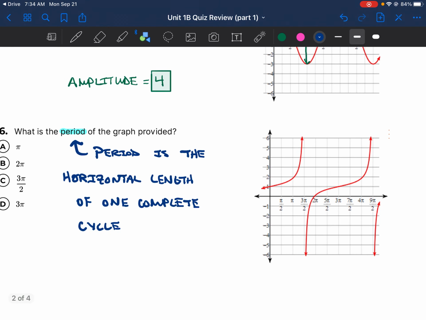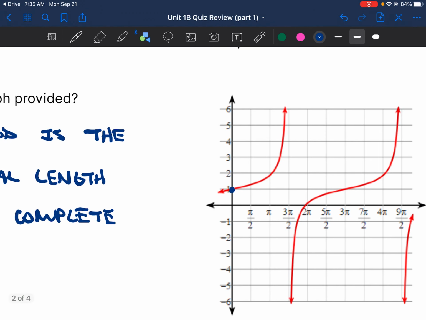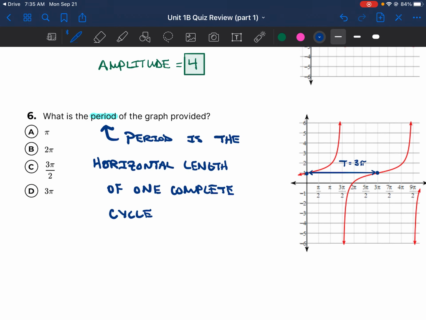And one thing that we can do with tangent functions is we can look for clear, easily identifiable points. So notice that I have a point here at 0, 1, and that point for that part of the cycle is going to correspond to the point at 3 pi, 1. So if we find the horizontal distance between the two, from here to here, 0 to 3 pi would have a period of 3 pi. That would be answer choice D.